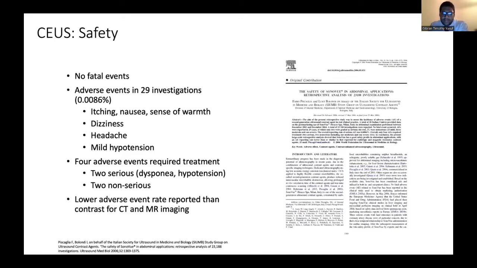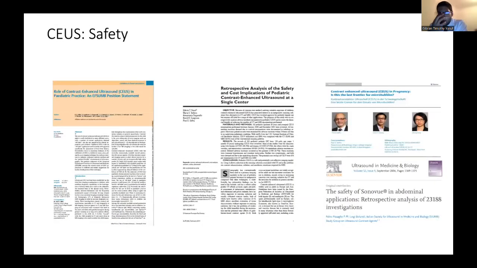Of course, you have to be aware that there is a potential for anaphylaxis. It is ultimately a drug. And although the rate is much lower than CT or MRI contrast, you need to have that facility available for an anaphylactic reaction. But it's gone one step further than that now, actually.